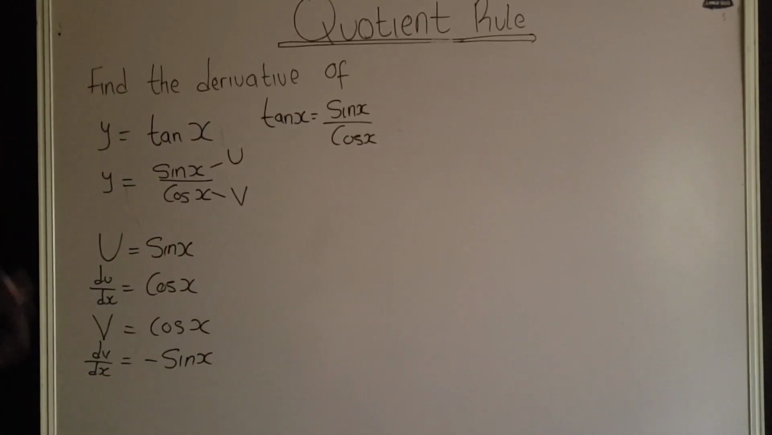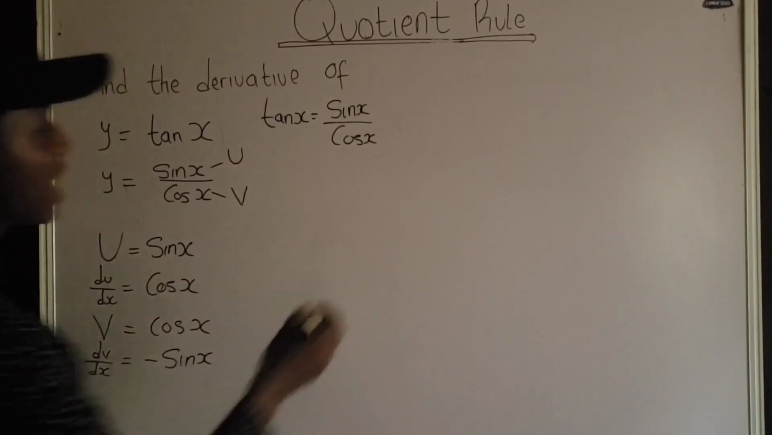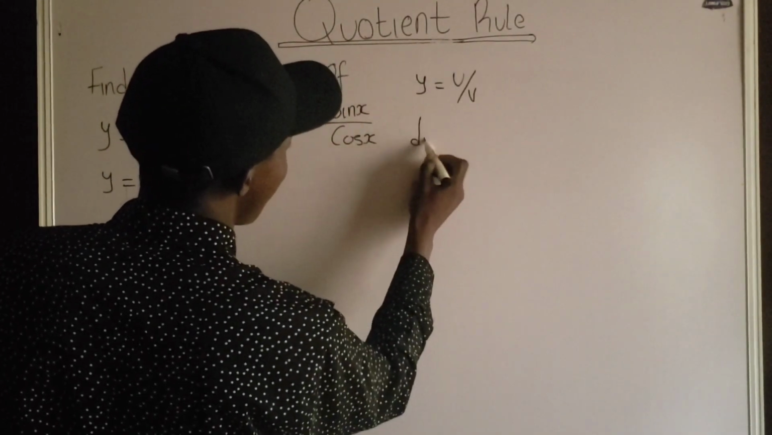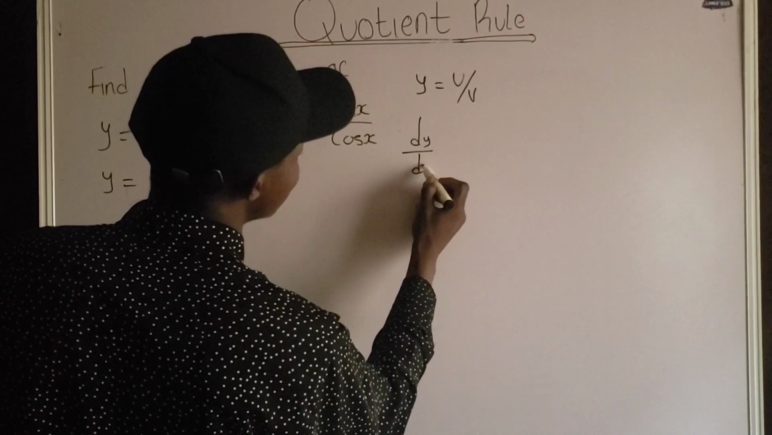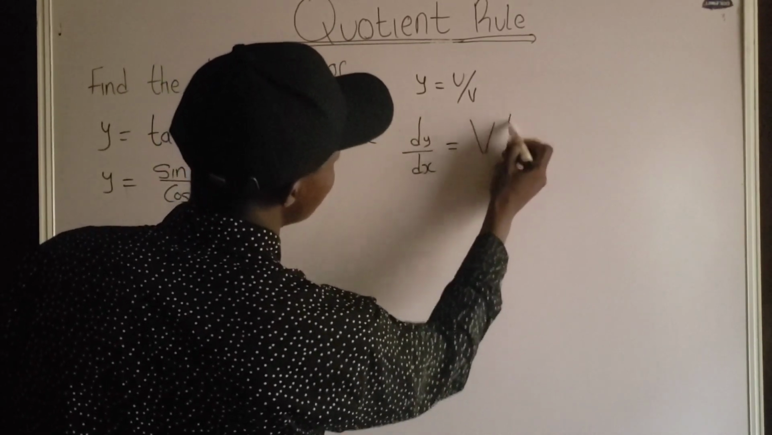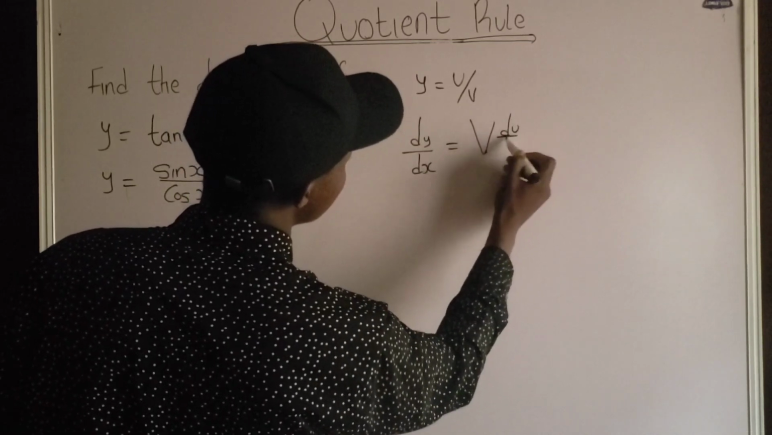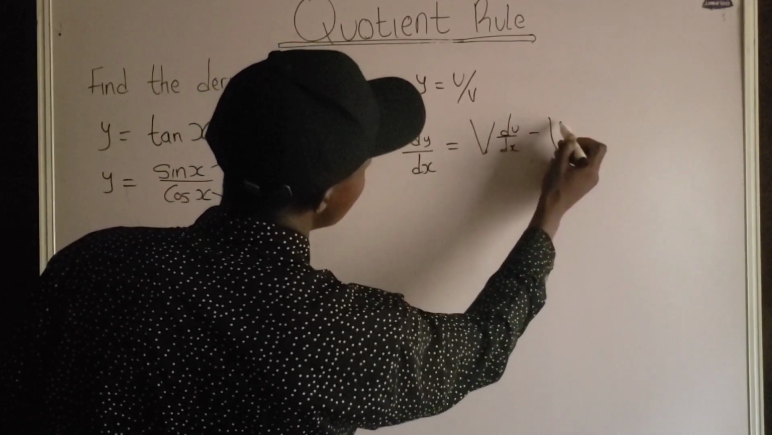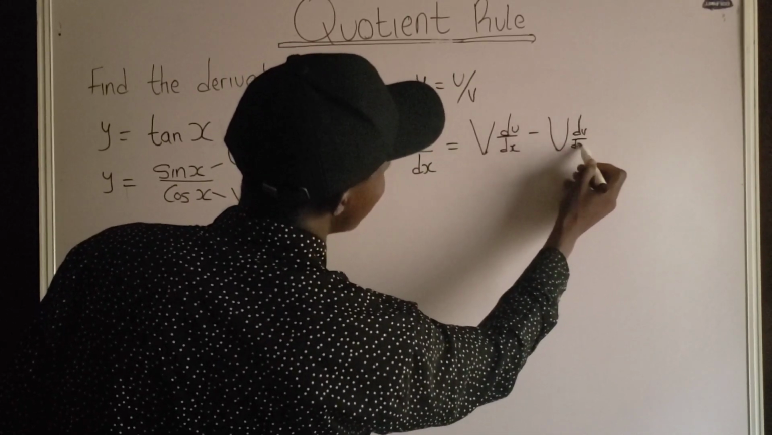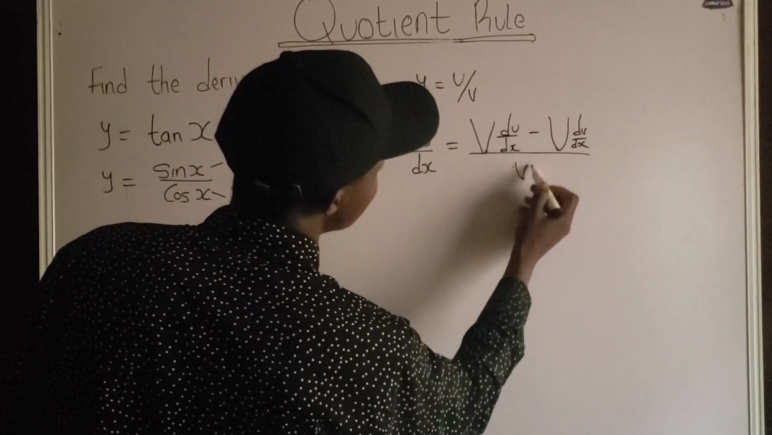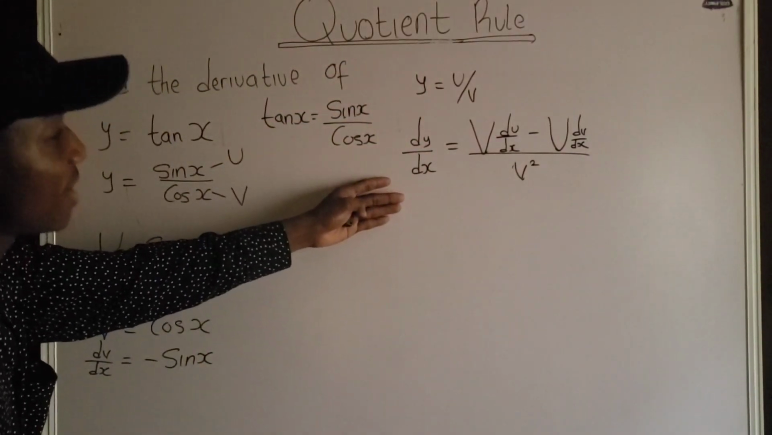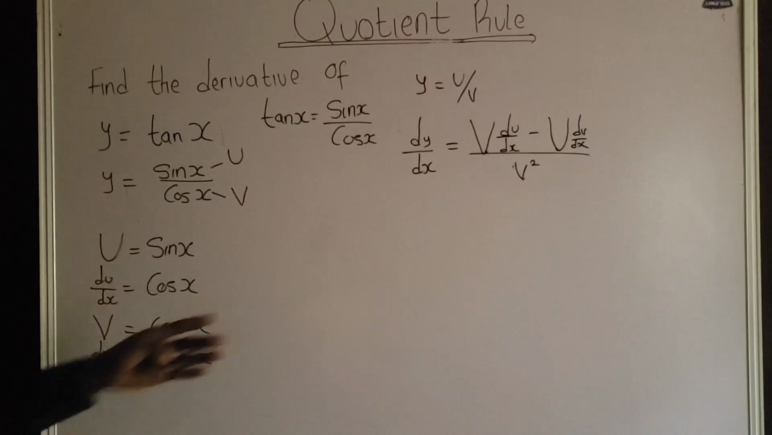So don't forget that from the quotient rule formula, if I have y is equal to u over v, dy over dx, that is the derivative of y, is equal to v multiplied by du over dx minus u multiplied by dv over dx, all over v squared. So you have known the quotient rule formula. The next step is to substitute all this into this formula.